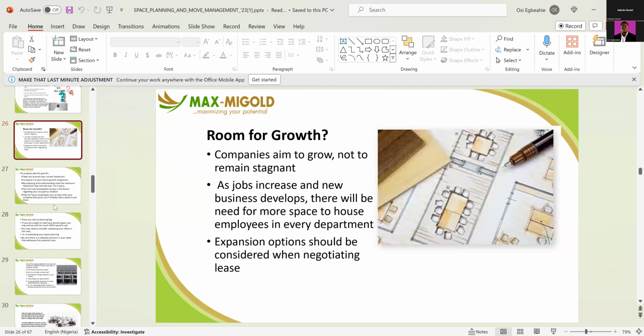Room for growth. Companies aim to grow, not to remain stagnant. As you are doing your planning, you must also have an eye to know that companies always want to grow and not to remain stagnant. As jobs increase and new businesses develop, there will be need for more space to house employees in every department. Expansion options should be considered when negotiating your lease.